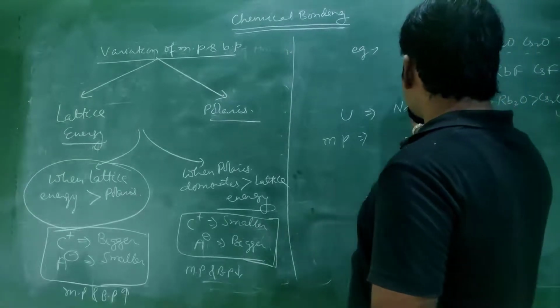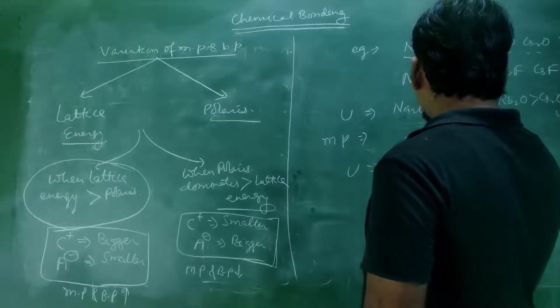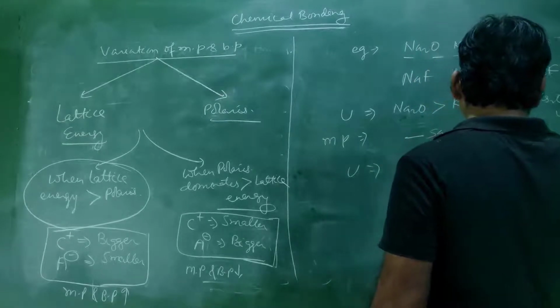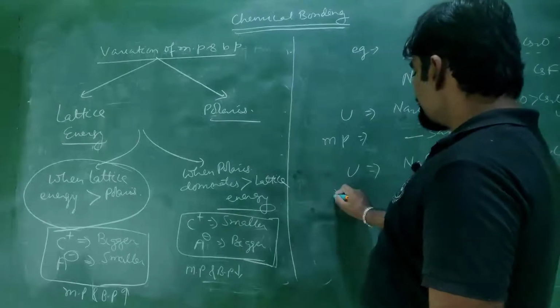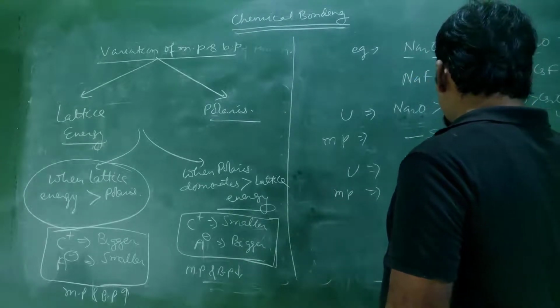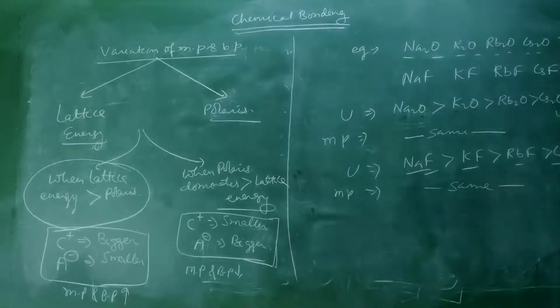If you see NaF, the lattice energy trend will be that NaF is greater than KF, KF is greater than RbF, and RbF is greater than CsF. Then the melting point order will be the same: NaF will be higher than KF, then RbF, then CsF.